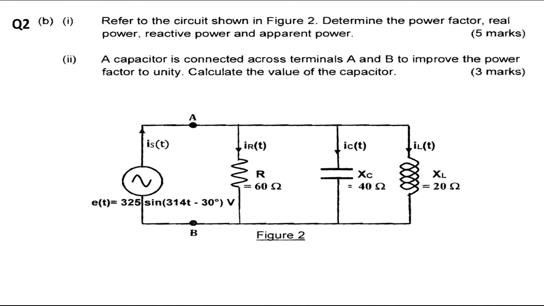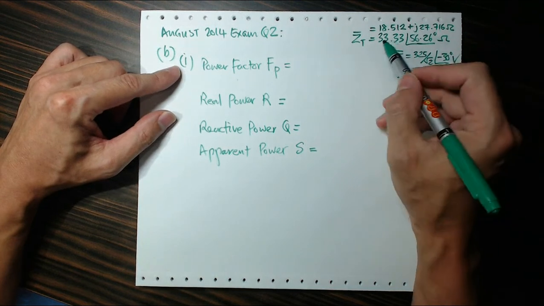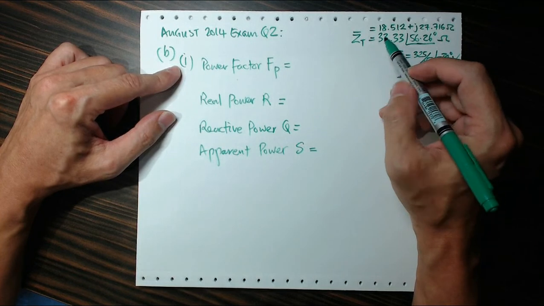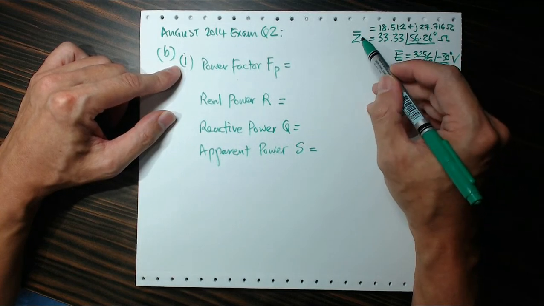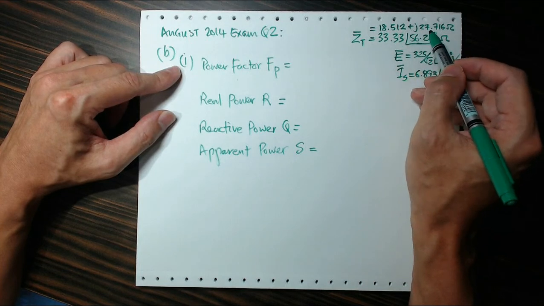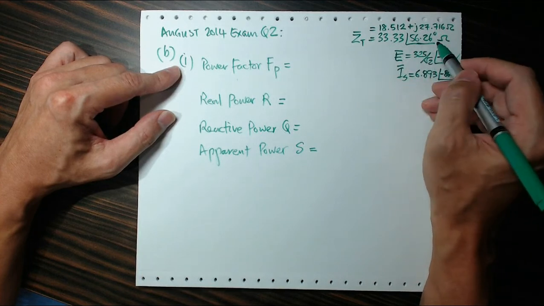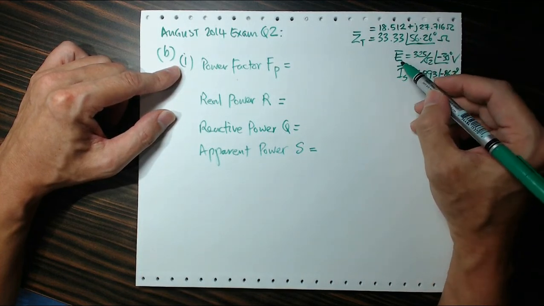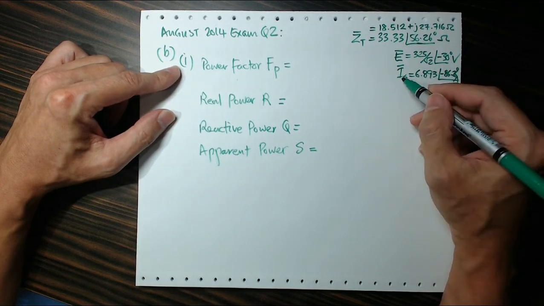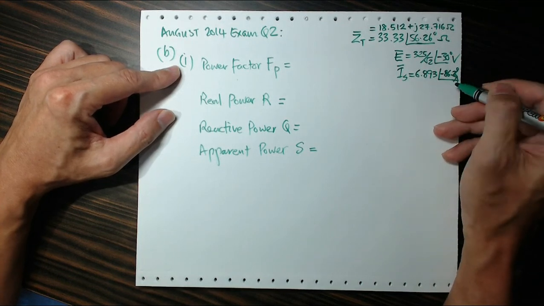Well, let's start. To answer part B, we need to refer to some of the answers that we calculated earlier on in part A. That's where total impedance is given as 18.512 plus j27.716 ohm, or in the phasor version as 33.33, so on. The input voltage phasor is given here, and the supply current phasor is written as so.